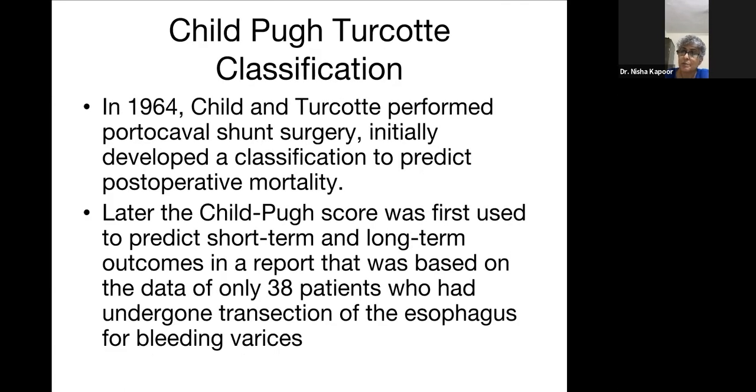So let's go down to the basics of how we used to evaluate patients with liver disease for any surgery, the CTP scoring. In 1964, Child and Turcotte, who performed portocaval shunt surgery, initially developed a classification to predict postoperative mortality. And later it was first used to predict short-term and long-term outcomes in a report which was based on the data of only 38 patients who had undergone transection of the esophagus for bleeding varices.